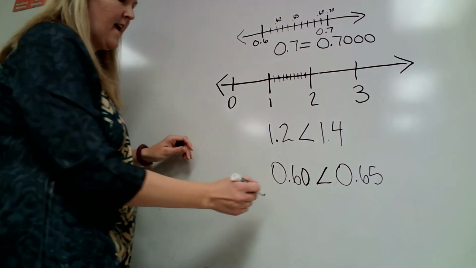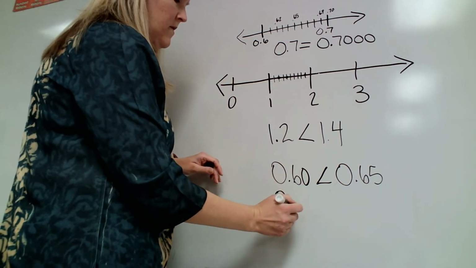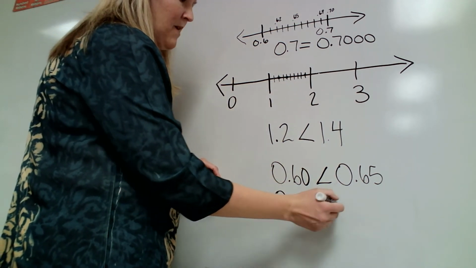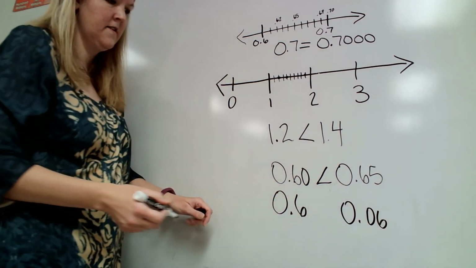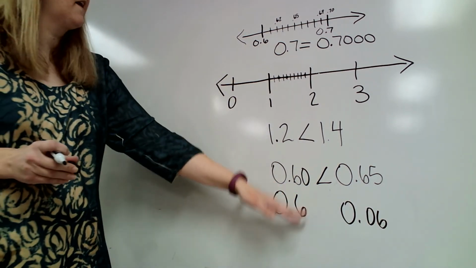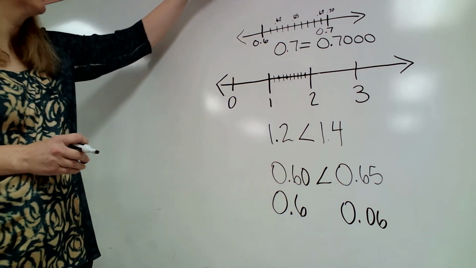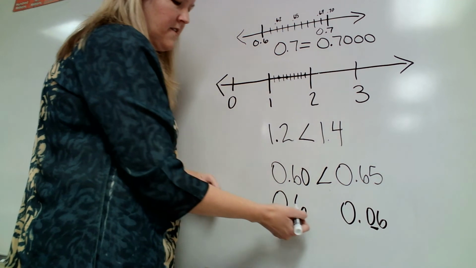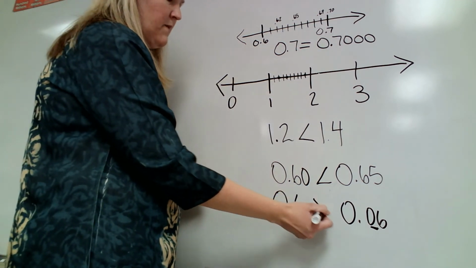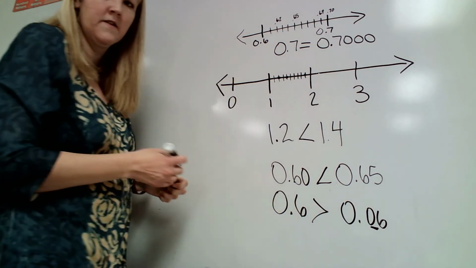And then if I had 6/10 and I'm comparing that to 6 hundredths, 6 in the tenths place is going to be more than a 6 in the hundredths place. This one has 0 tenths. So that tells you that 6/10 is going to be greater than 6 hundredths.